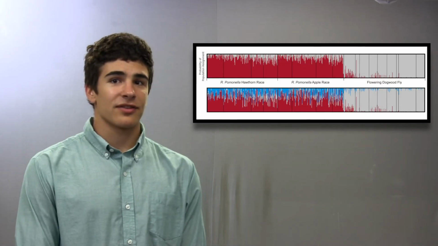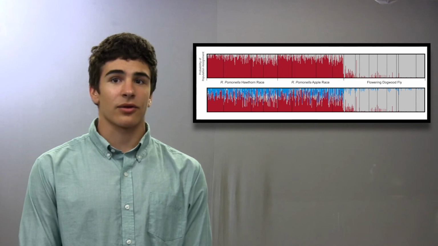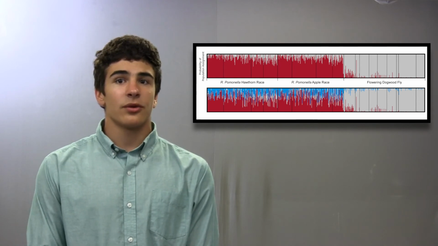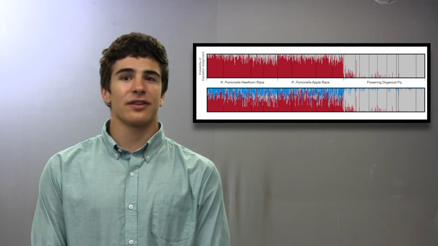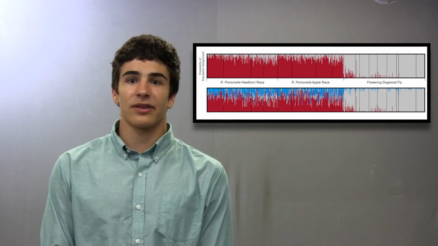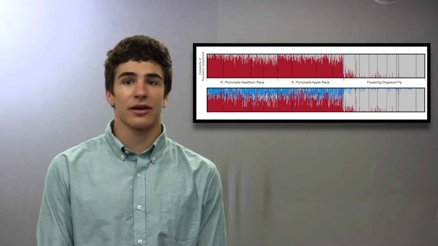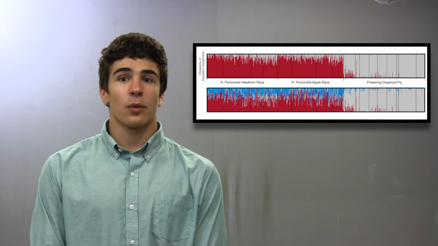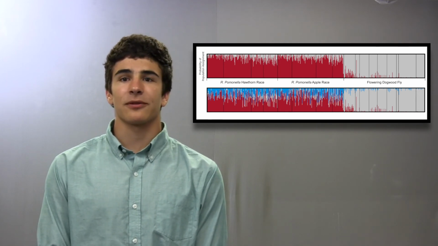Here are Entropy's output graphs. Each bar represents an individual, and each color corresponds to a population. So we can see quite clearly that Entropy distinguished between dogwood and others based on the sharp transition between red and gray bars. However, when I told Entropy to look for three populations, it couldn't separate the apple flies from the hawthorn, as you can see by the mixture of red and blue.